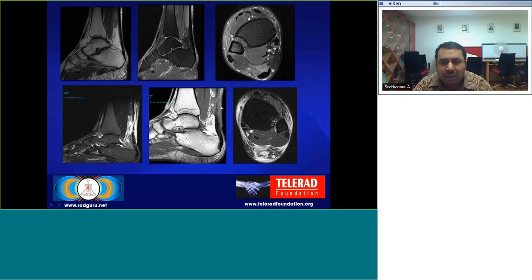And this is a T1 sagittal image again demonstrating a full thickness tear. The tendon is discontinuous with a wavy margin and there is edema around the tendon. So the same axial image demonstrating a complete absence of the tendon here with surrounding edema.